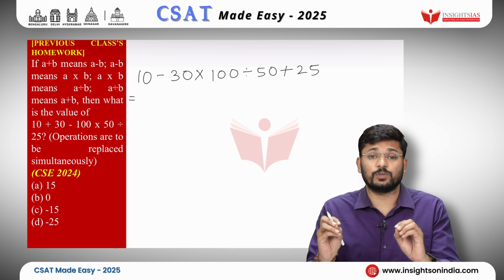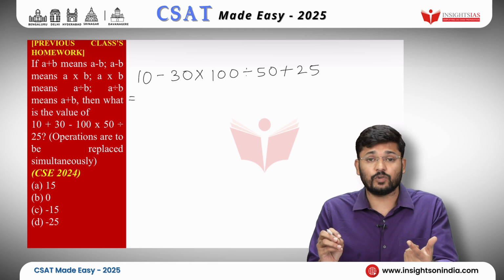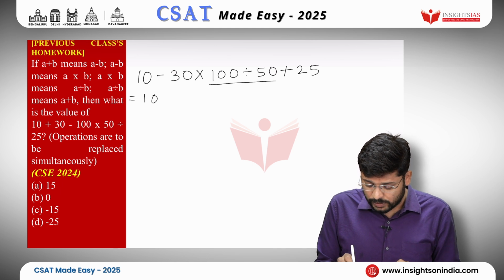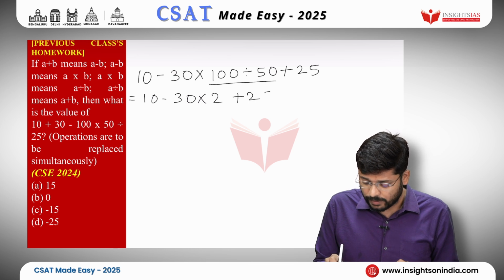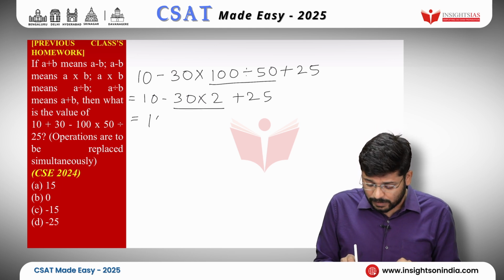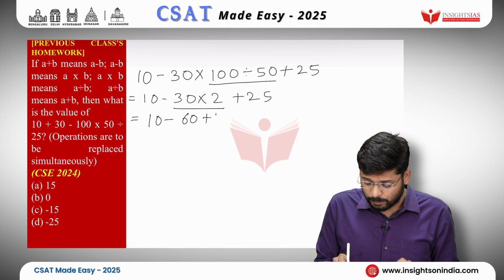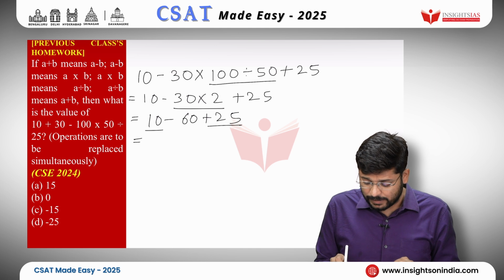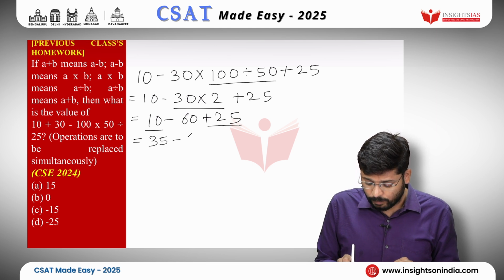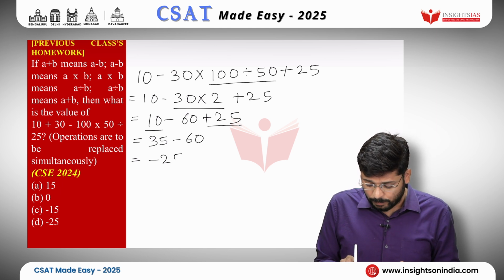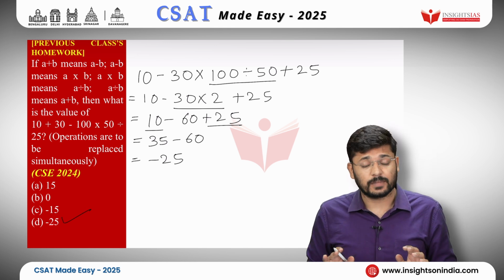And now we will apply our BODMAS rule. As per our BODMAS rule, division comes before multiplication, addition and subtraction. Where is division? It is here. So we will do that one first: 100 divided by 50 would be 2. So we have 10 minus 30 into 2 plus 25. Then, after division, we have multiplication. Here is multiplication: 10 minus 60 plus 25. Then, we will add this one and this one. That would be 35 minus 60. Then, we are left with only subtraction. 35 minus 60 would be minus 25. So minus 25 is your answer.